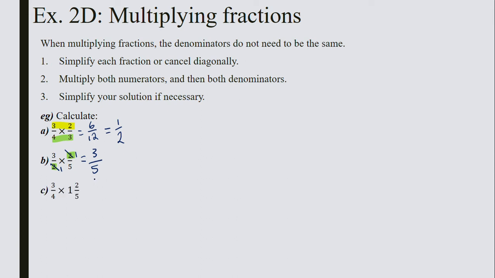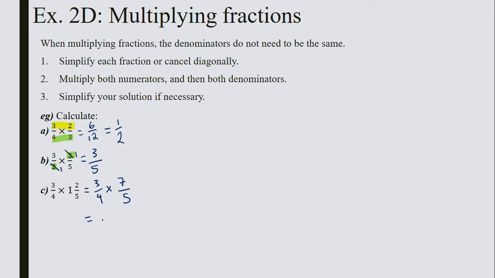One last example. When we have a mixed number in a multiplication problem, we are going to want to convert that to an improper fraction first. So rewriting this with that improper fraction, 3/4 times, 1 times 5 is 5, plus 2 gives us 7/5. Now there's no way we can cross cancel here. 3 and 5 don't have any common factors. 4 and 7 don't have any common factors. 3/4 can't be simplified. 7/5 can't be simplified. So we'll go straight to the multiplication.